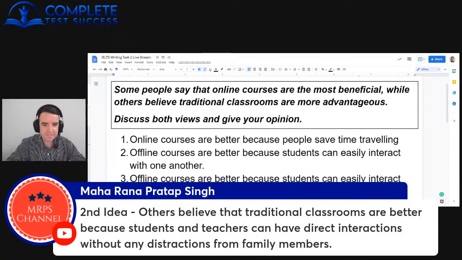Maha. Second idea, others believe that traditional classrooms are better because students and teachers can have direct interactions without any distraction from family members. Good. As long as they put their phones on mute, then yeah, but that's perfect. As a main idea, yeah, that's perfect.